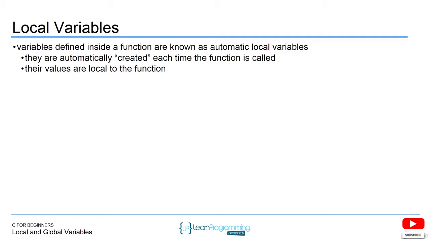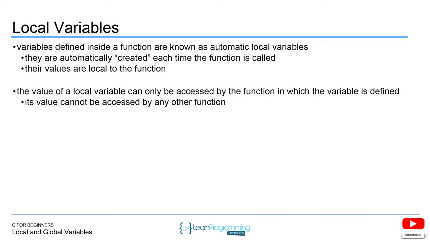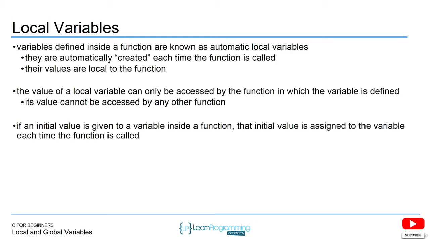Also, any access to that variable is only local to the function. You can't access that variable outside of that function. The variable cannot be accessed in other functions if it's local to a specific function. It's only accessible from where it's defined. If an initial value is given to a variable inside of a function, that initial value is assigned to the variable each time the function is called.